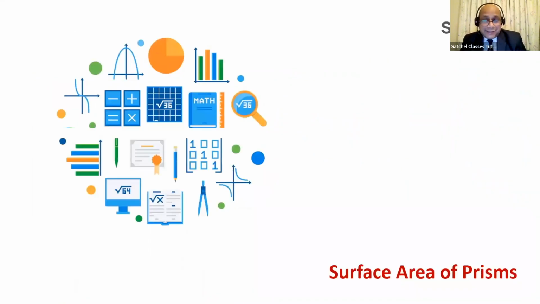That's the end of the lesson, surface area of prism. I hope you understood the concept which we taught in this lesson. 3 things which we learned. 1, we understood the concept of surface area of any 3D shape. 2, we understood how to find the surface area of cubes and cuboids. And finally, we understood how to find surface area of any prism in general.